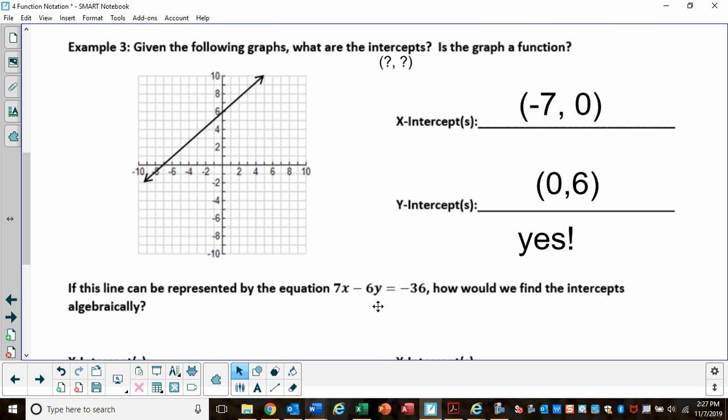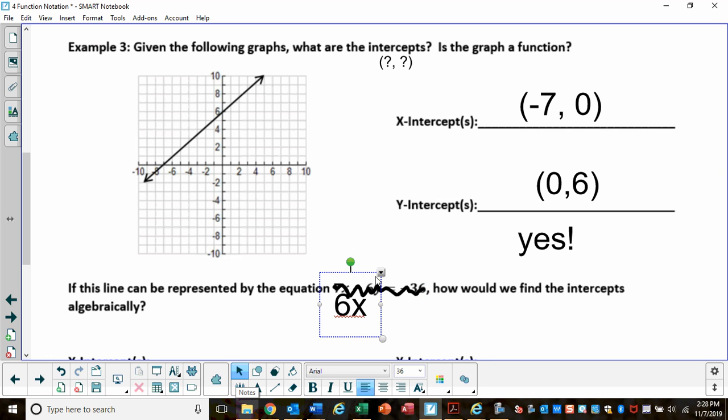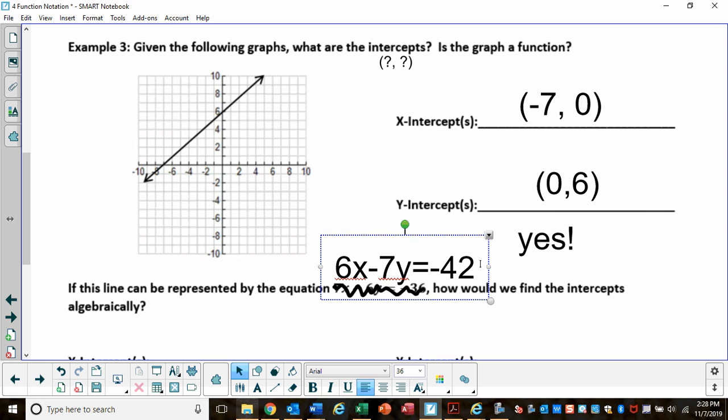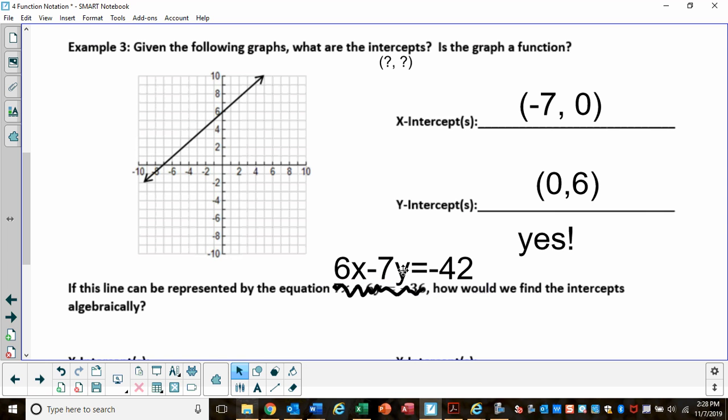All this stuff doesn't want to show up. Okay, so I want you to ignore this thing. Cross it out. Don't like it. And I want you to use the equation 6x minus 7y equals negative 42. Let's use this. Okay? This is the equation for this line.